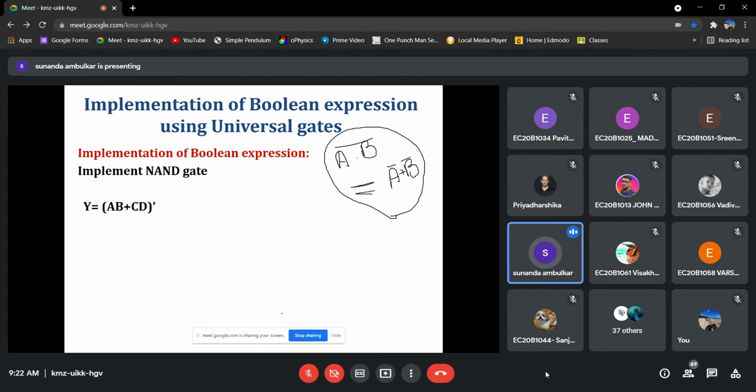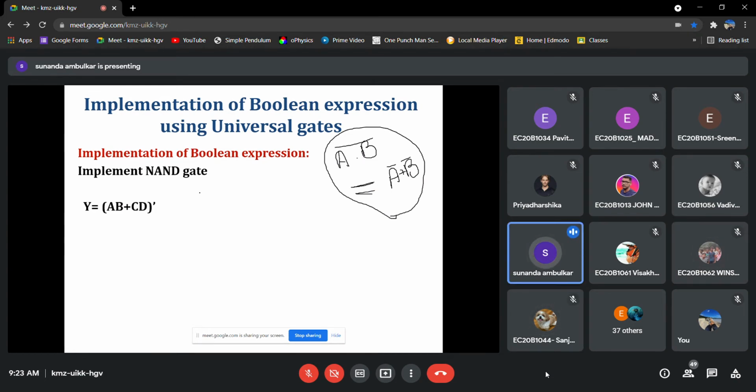We have to just apply the rules, some Boolean expression theorems like the De Morgan theorem and the complement of the complement is that variable itself. So we have to apply these two things only. Can you try using the NAND gate?